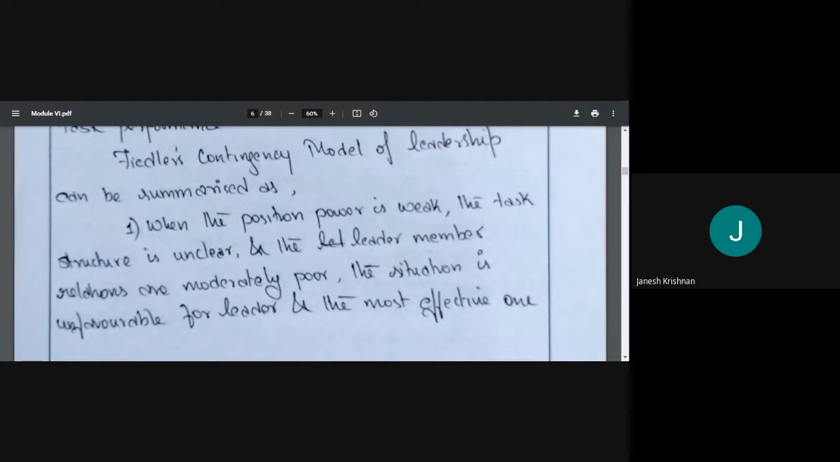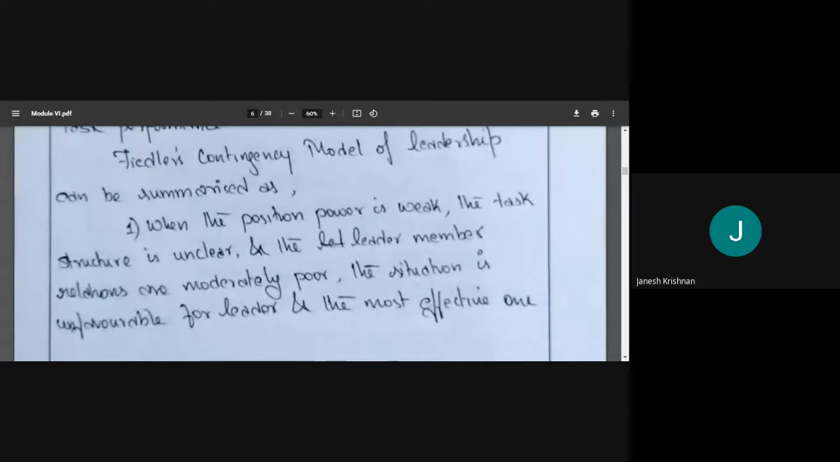This aspect is more important from Fiedler's point of view, from the point of view of the leader. Why? Because the position power and the task structure are given to you by your organization. The organization may take that power away from you tomorrow, but how much the people like you, trust you, and follow you will depend upon you. You are the one creating that relationship.